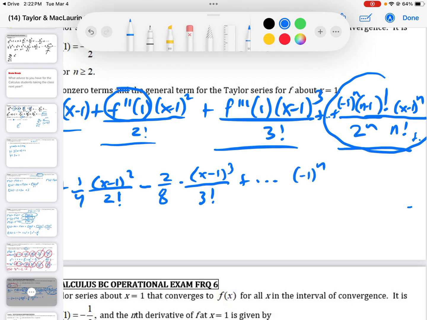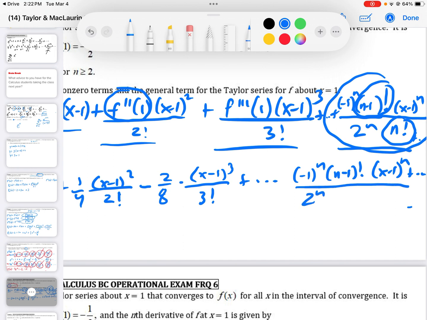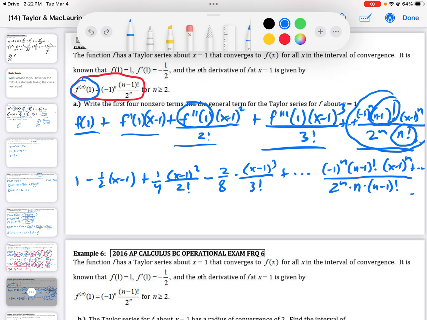This is going to be negative 1 to the n. I want the n and the n minus 1 factorial to be gone. So I'm going to keep the n minus 1 factorial on top, x minus 1 to the n plus dot, dot, dot. This is going to be 2 to the n times n minus 1 factorial. This is equal to n factorial. And that's the tricky part on this one.